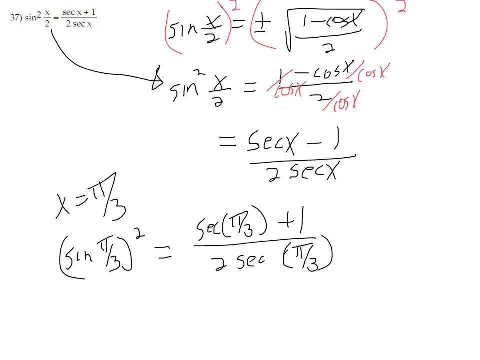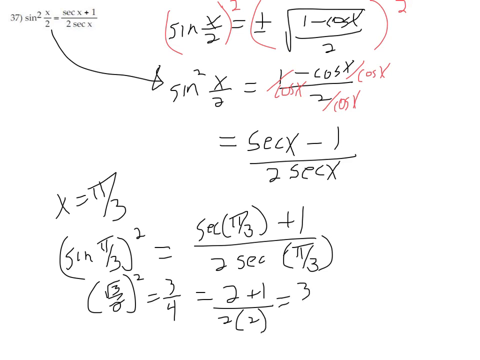Alright, sine pi thirds is square root of 3 over 2 squared. That's 3/4. The right side, secant of pi thirds. Cosine of pi thirds is 1/2, so secant is 2. 2 plus 1 is 3. 2 times 2 is, so 3/4. So it appears to be an identity there. So now you get an idea of why identities can be difficult even for your instructors.